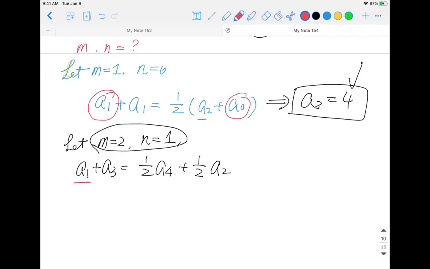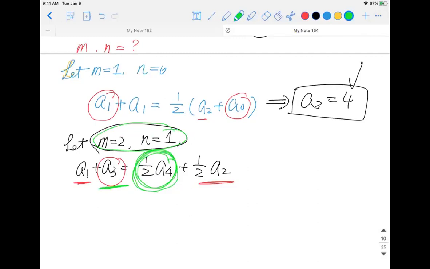A1 I know. A2 I know. I need to know A3. However, not so lucky, I got an A4 here. I can't really solve it, right? Because there are two variables in my equation. So what should I do? I think my direction is correct, right? I need to play with the subscripts, 2 and 1, whatever, M and N, to figure out how I can construct A3. But even though my direction is correct, I have a little bit of a hard time here because I have an A4.